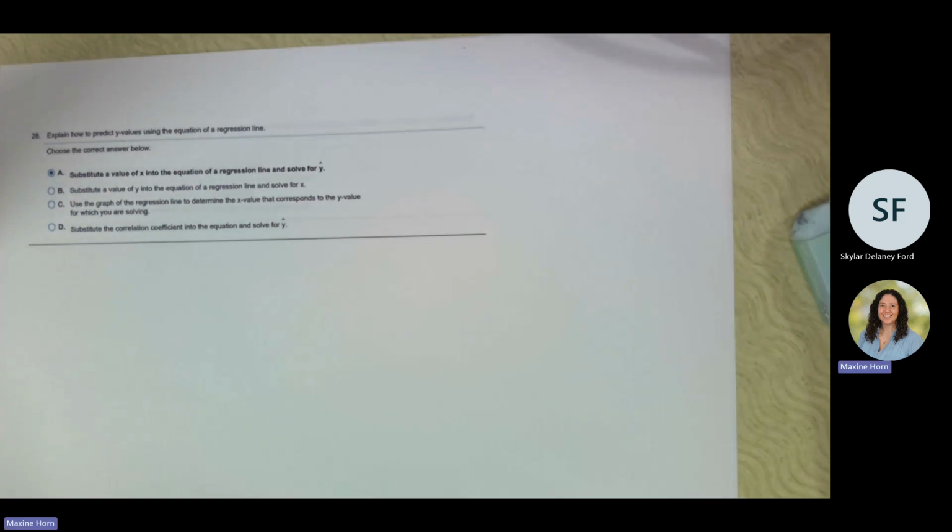Explain how to predict y values using the equation of a regression line. Well, that's what we've been doing for the last 2 problems, isn't it? We've been substituting a value of x into the equation of the regression line. And then we've been solving for y, or y hat, right?